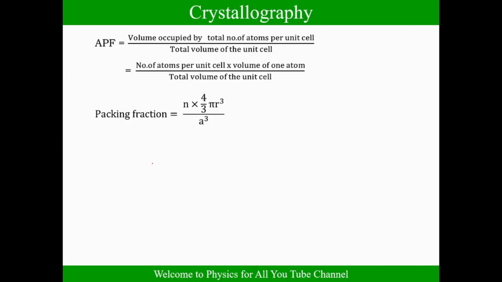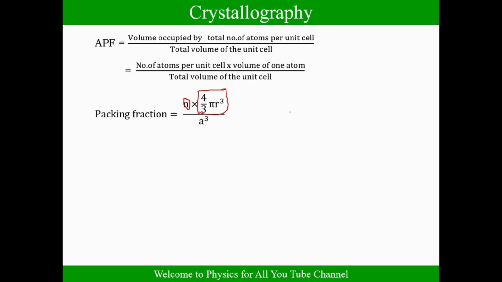Now, the same definition can be expressed as an equation. Atomic packing factor is equal to the volume of the total number of atoms in the unit cell divided by the total volume of the unit cell. That equation can be rewritten as the number of atoms per unit cell times the volume of one atom, divided by the total volume of the unit cell. Here n means the total number of atoms after sharing, multiplied by the volume of each atom. An atom is in the shape of a sphere, therefore we write the volume of a sphere as 4 divided by 3 pi r cube, divided by the total volume of the unit cell.